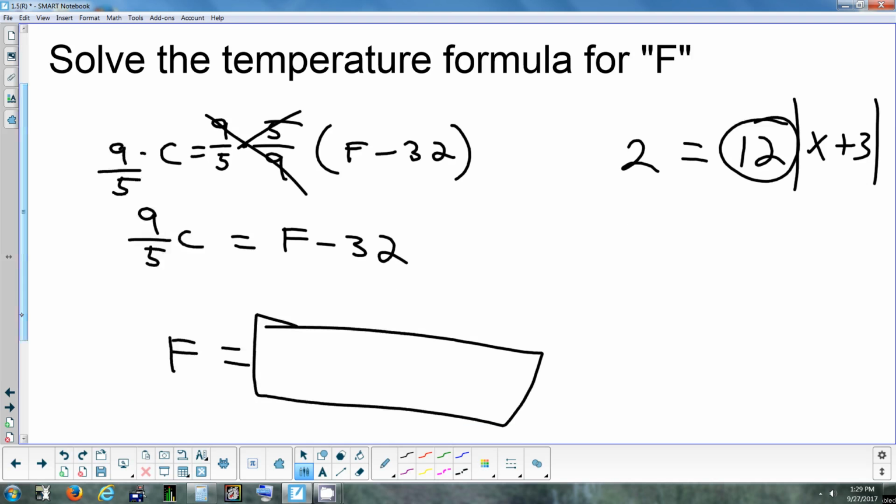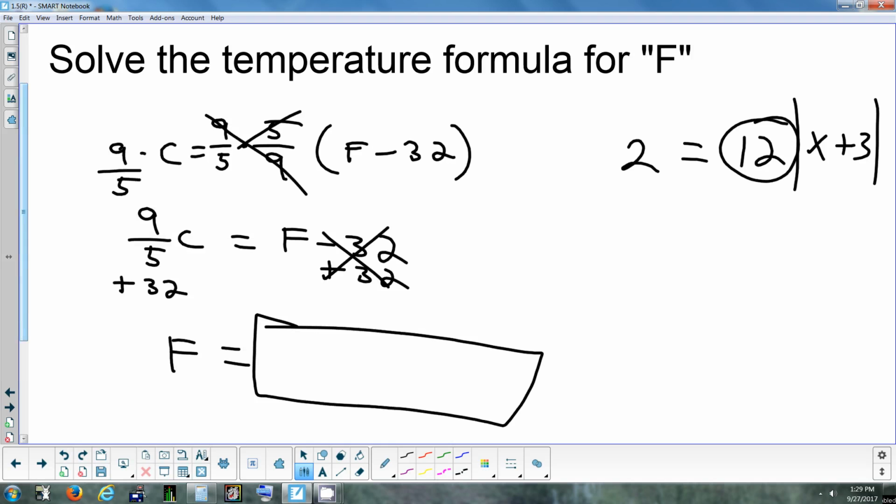Now the easy step. What else do we have to get rid of? The 32. Can somebody else tell me how we get rid of that negative 32? Plus 32. Perfect. Here and where else? On the other side, 9 over 5 C. Now, does the 32 have a C with it? No. So can I do anything with that? No. Just write it exactly the way you see it, but I'm going to write it in that box. So who can tell me what goes in that box?